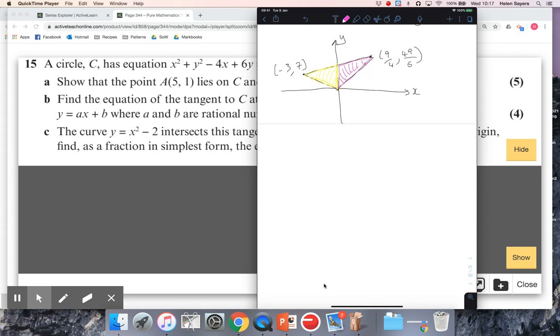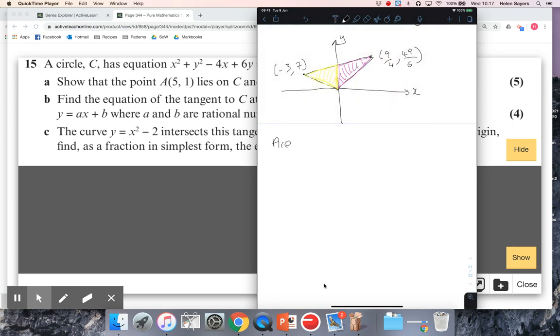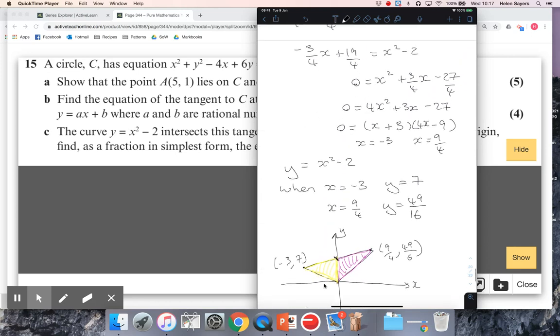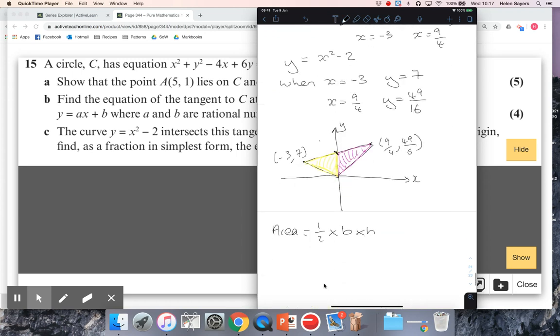The reason I think this is my best method is I want to use area is half times base times height. And I know what that coordinate is because that's the y-intercept of the tangent. So that was the equation of the tangent, so I've got the y-intercept. So I know that that's 19 over 4, okay? And that is going to be the base of each of the triangles.